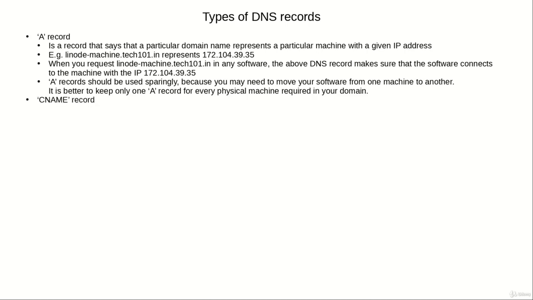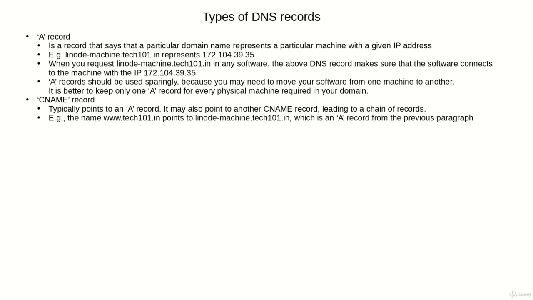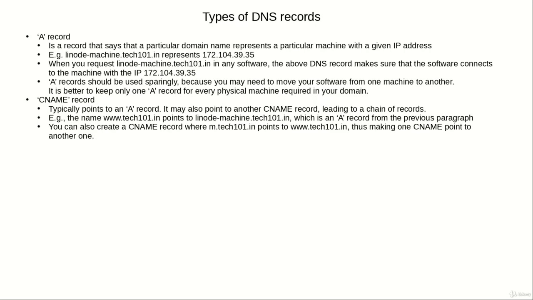Next, we have the CNAME record. A CNAME record typically points to an A record. It may also point to another CNAME record, leading to a chain of records. For example, the name www.tech101.in points to linolemachine.tech101.in, which is an A record from the previous paragraph. You can create a CNAME record where m.tech101.in points to www.tech101.in, thus making one CNAME point to another one.